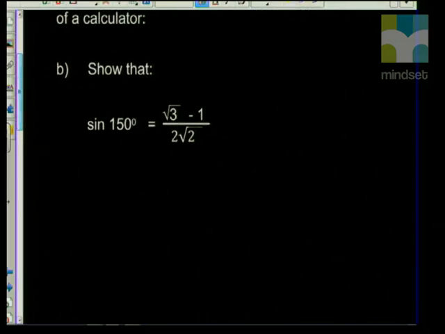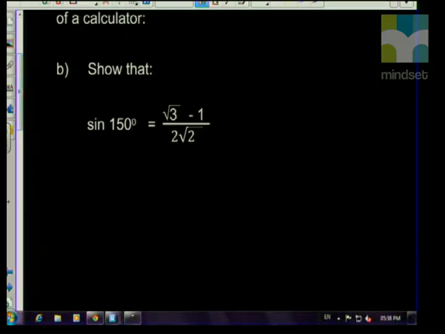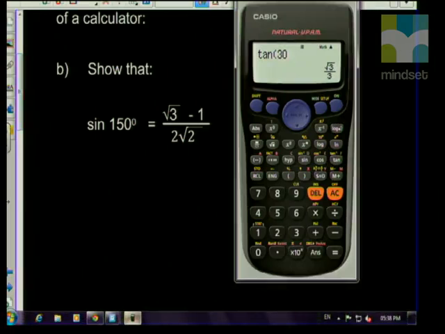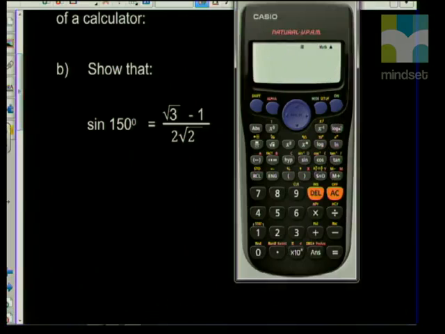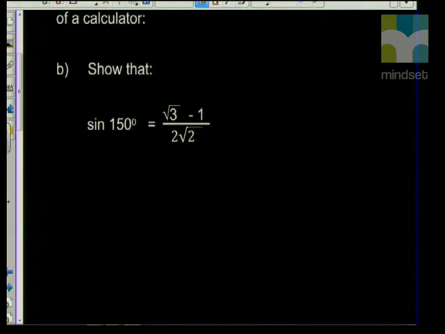Now, we need to use special angles again here. Let's just confirm this first before we proceed. Sine of 150, sine of 150 is a half. Now, guys, again, they've given us questions that are impossible.